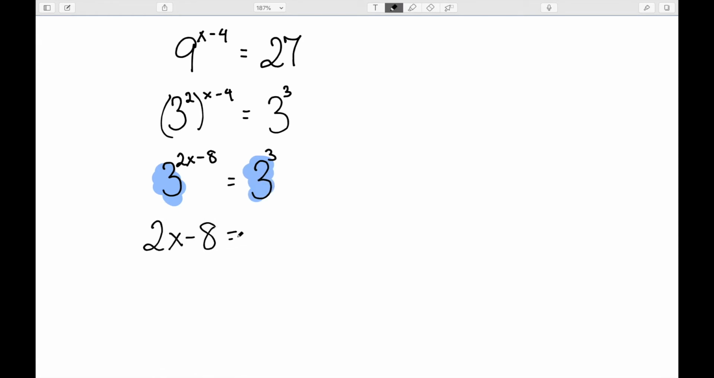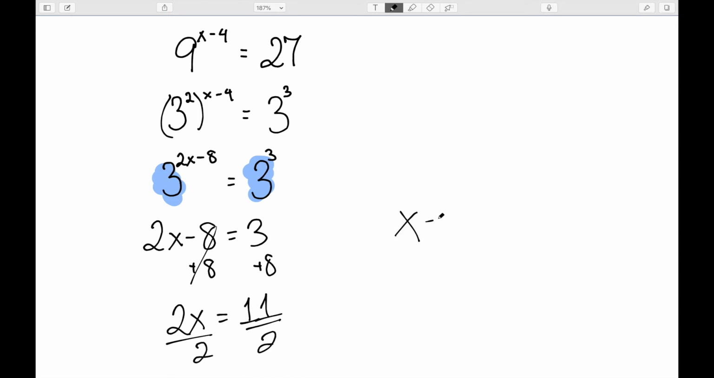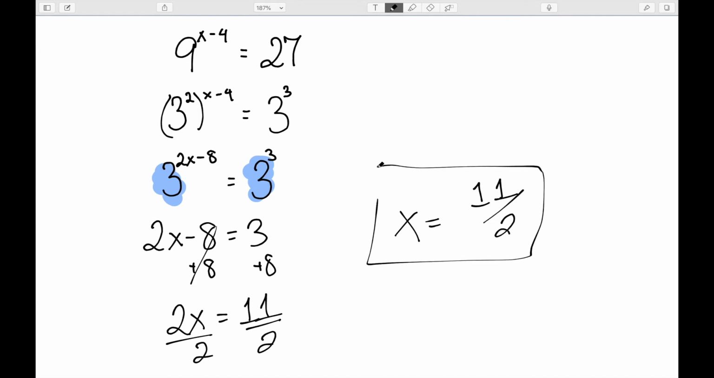2x minus 8 is equal to 3. I add 8 to both sides to get 2x is equal to 11. Divide both sides by 2, and I get x is equal to 11 over 2. So I have my solution. We can use this method if both sides of the equation either already have the same base or can be rewritten to have the same base, like this example here.